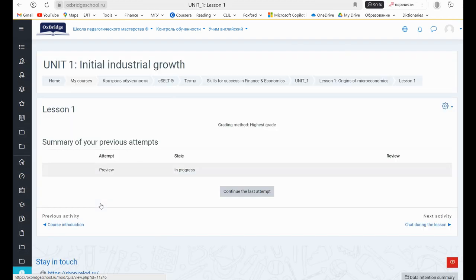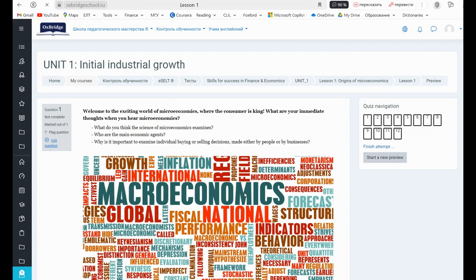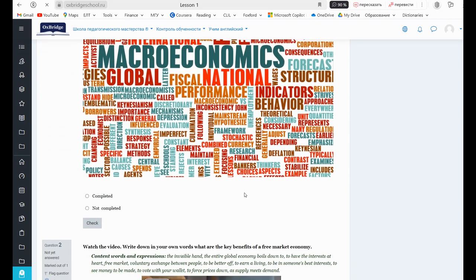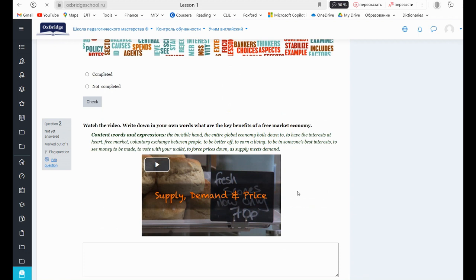So in lesson 1, you can see that it's structured as a quiz. The reason for that is because there are a lot of automatic checking exercises in each lesson. Each lesson will typically start with some sort of a prompt to get the cognitive thinking going for the students. Sometimes it's pictures, sometimes it's videos. In this case, the video is in the second task. You will notice when we play this video in a second that it uses authentic materials.